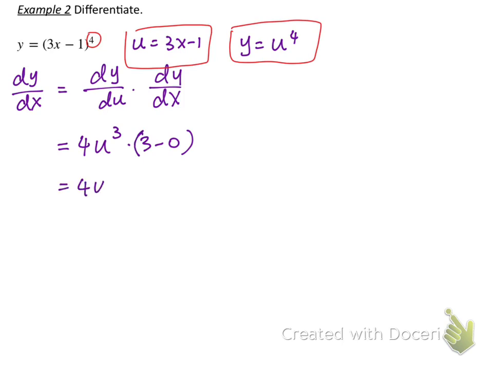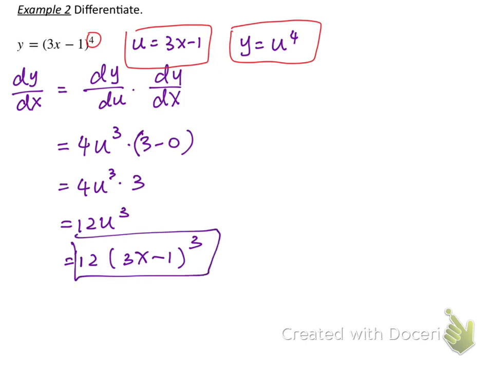So this is 4u to the third times 3, which is 12u to the third power. You cannot stop here, because what they gave you was (3x minus 1) to the fourth power. There's no u. You named u. Nobody else knows. So you need to give it back to x. U is 3x minus 1. Okay, that's how you use chain rule.